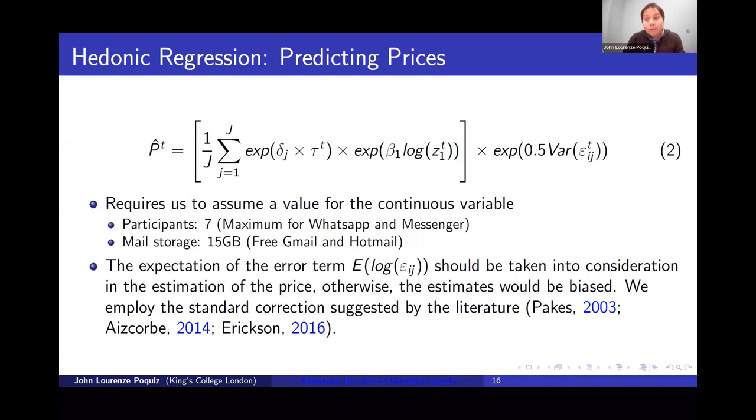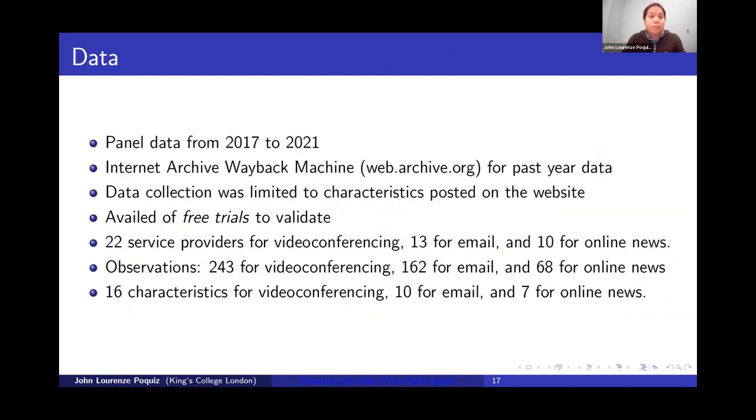What's the app for? So for free versions of these goods, how many participants can you have in, say, a free video conferencing call? We looked at some of the top video conferencing services in the UK, WhatsApp and Messenger. They have a maximum of 7 participants. We think that's a good assumption to use in our prediction model. And for mail storage, the 2 biggest email providers in the UK are Gmail and Hotmail. They provide 15 gigabytes of free storage, so we use that in our prediction model.